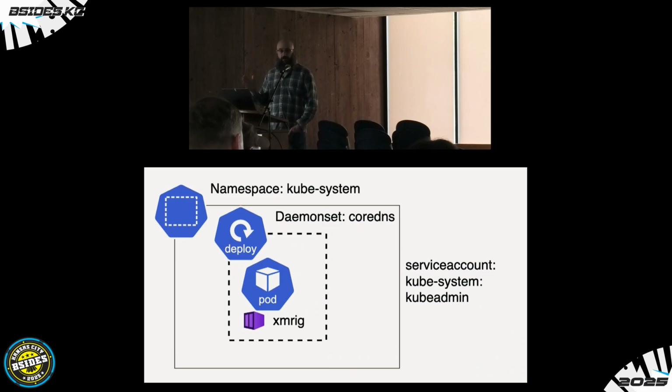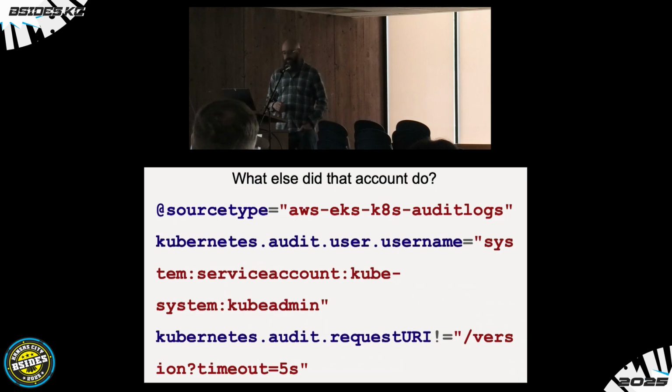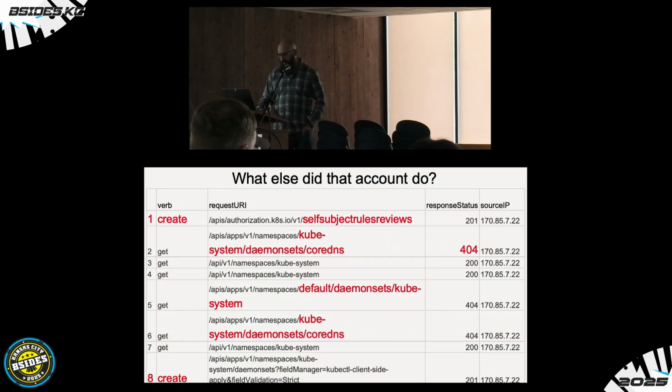So as we're pivoting now, we've gone from a pod to a daemon set, and now we're going to start searching for activity from a particular service account. So we'll say, what else did this service account do? Now we can pivot off of the search and say, show me all of the events that the username kube admin did. Then we'll filter out some noise because we don't care about it. We get all kinds of stuff back, and we'll go through some of these; we'll skip others.